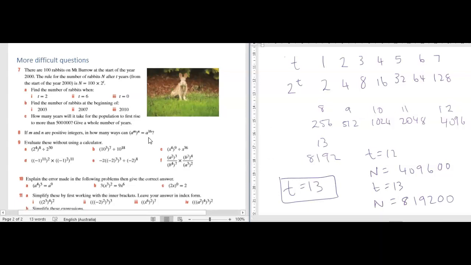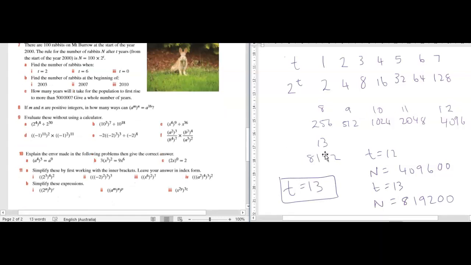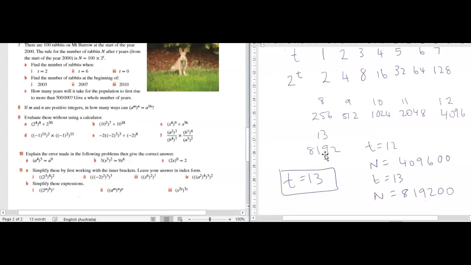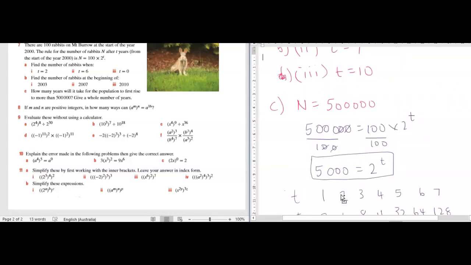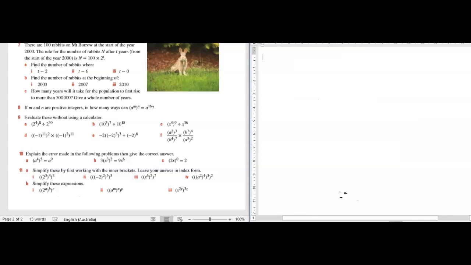Okay, question 8. If m and n are positive integers, in how many ways can a to the power of m times n equal 16? So this is just looking at your factor pairs. So we want 2 numbers, so we don't have to worry too much about the base. We just need 2 numbers that when multiplied give you 16. So you can have obviously 1 and 16. You can also have -1 and -16. You can have 2 and 8.